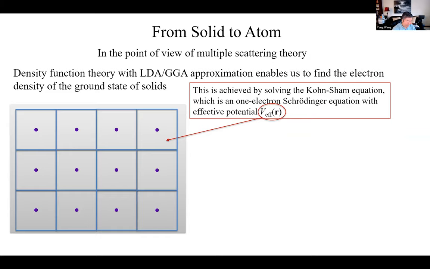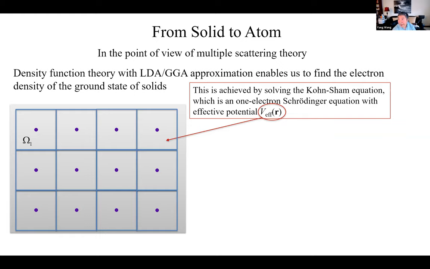Yeah, I should have used different colors for the atoms so you can see. They are not really periodic. In principle, this doesn't have to be a periodic solid. It doesn't even have to be a regular lattice. It can be amorphous. Yeah, that's a good question.